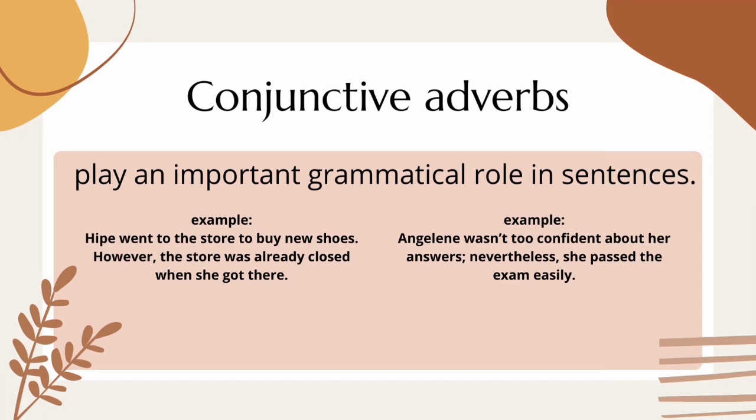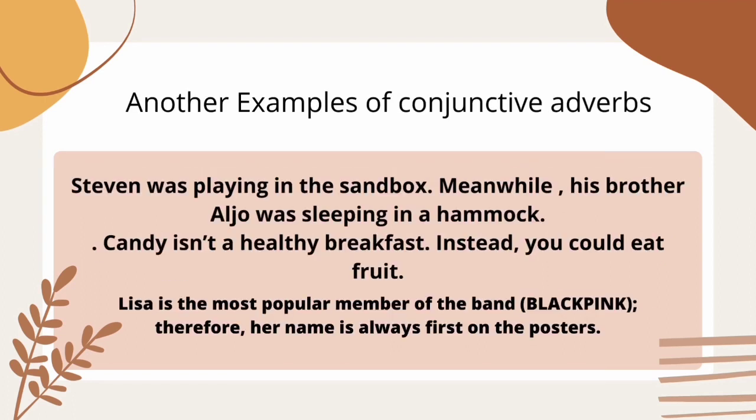We can also use conjunctive adverbs with a semicolon rather than a period. For example, Angeline wasn't too confident about her answers. Nevertheless, she passed the exam easily. Another example of conjunctive adverbs used in sentences: Steven was playing in the sandbox. Meanwhile, his brother Aljo was sleeping in a hammock. Another one, candy isn't a healthy breakfast. Instead, you could eat fruit. Okay?